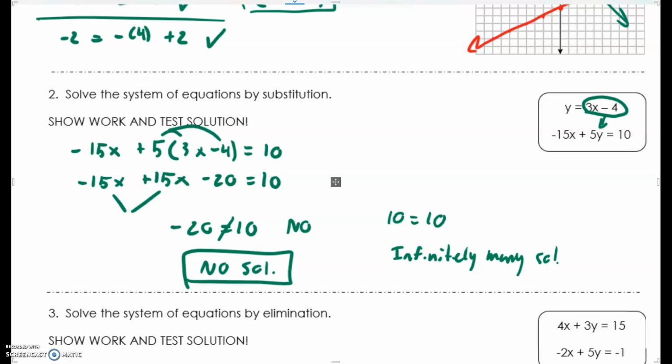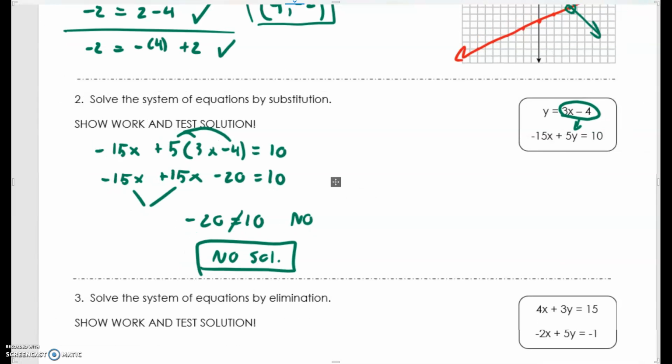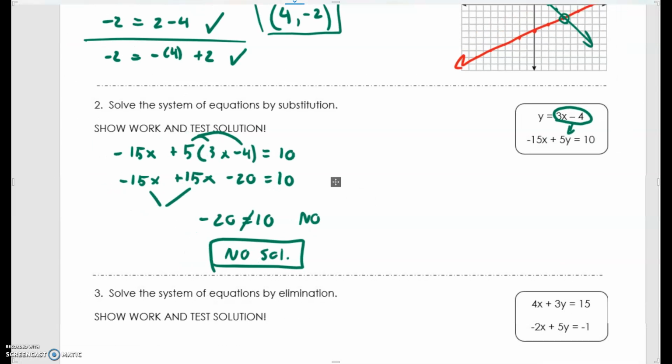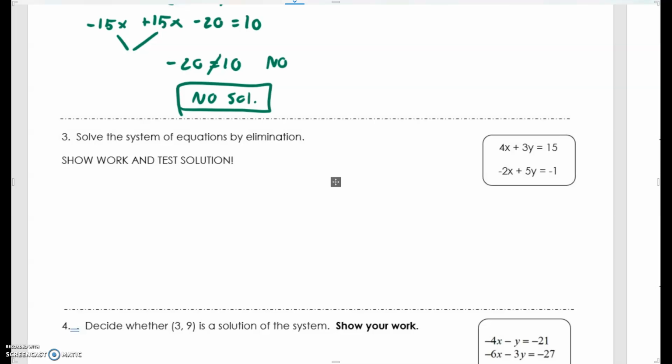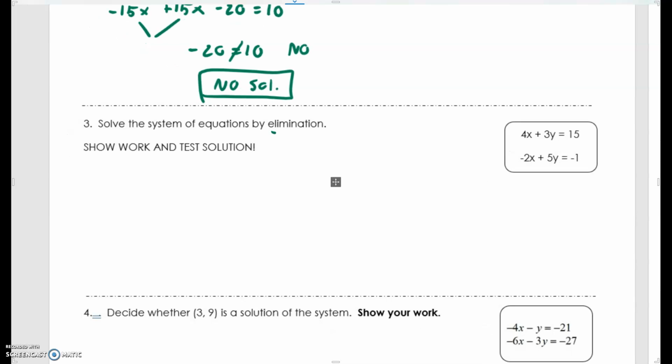Okay, so if you have a true statement, infinitely many. If you have a false statement, no solution. Alright, let's move on. That was number 2. If you guys need more help with substitution, go back to the substitution lesson and see some of those practice problems. Number 3, solve by elimination.